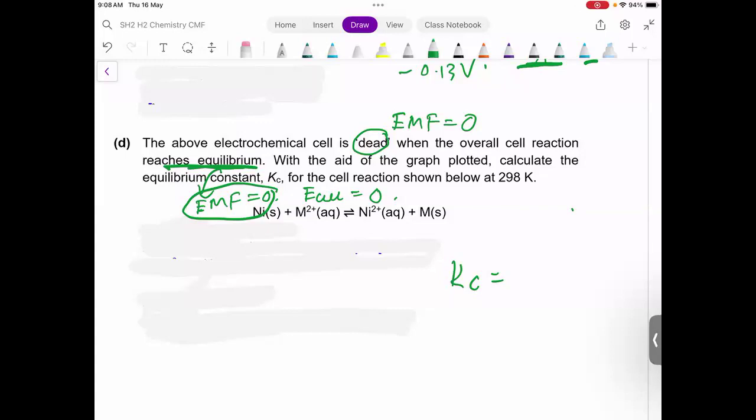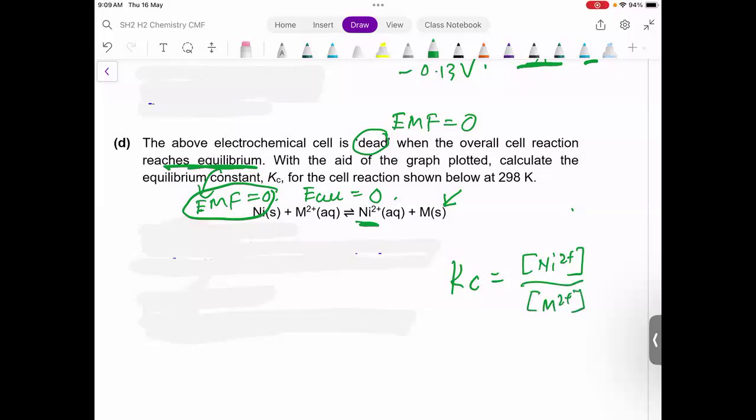So after giving you this hint, EMF must be equal to 0, as implied by the question. Are you able to get the concentration of M2+? Will you be able to get the concentration of M2+? So what is the Kc expression here for this equilibrium? Concentration of nickel 2+. This is your product, right? So do I need to include the M solid? No need. So in this case, the reactant will be concentration of M2+. So that will be your Kc expression.